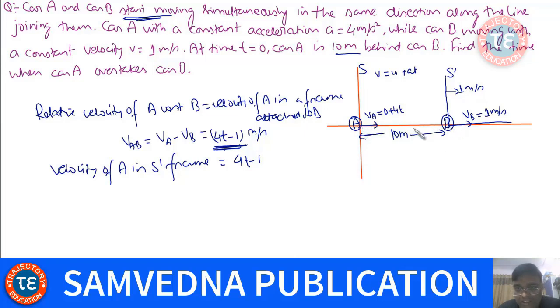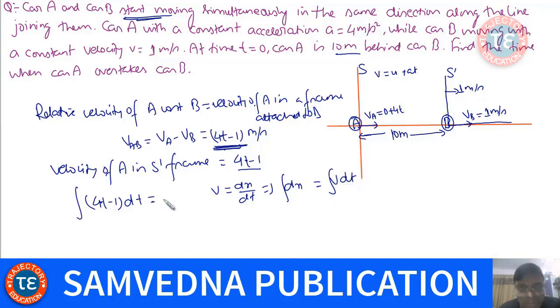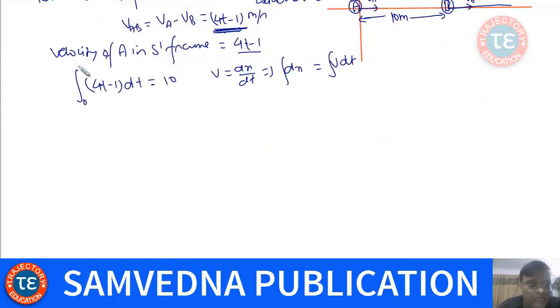B is located at the origin of the S dash frame, and A is at a distance of 10 meters. So I want A to come to B, so it must travel a distance of 10 meter with this velocity. So I can say the integral of (4t minus 1) dt. You know v is dx by dt. I am working in the S dash frame, so dx will be v dt, integral. So that should be equal to 10, and we want the time taken t such that this is 10.